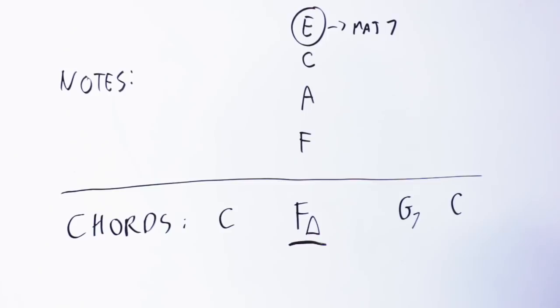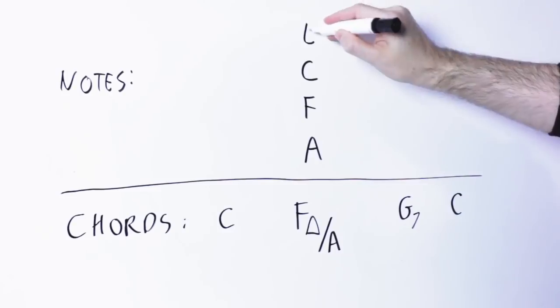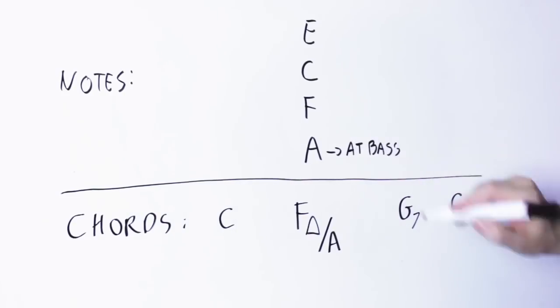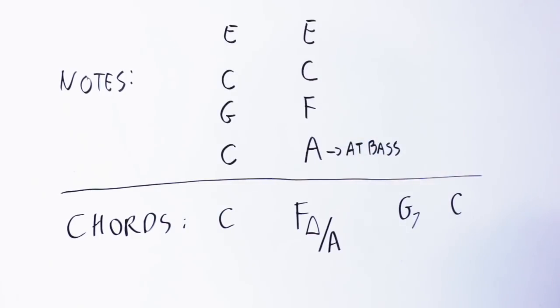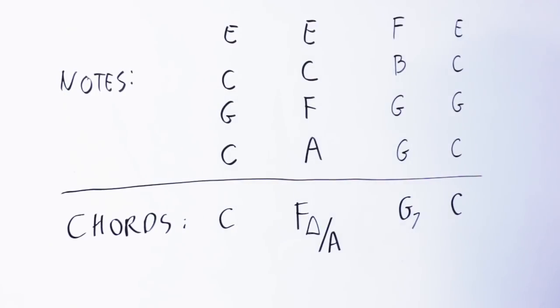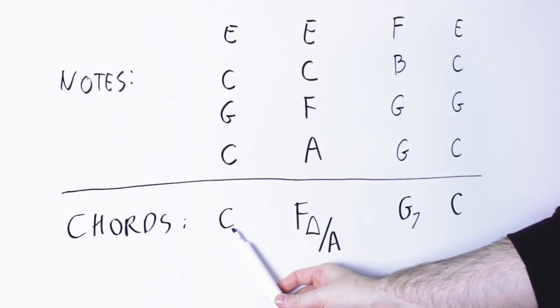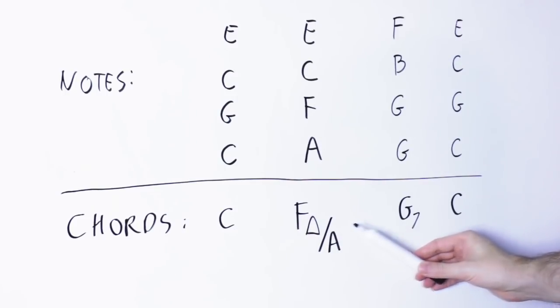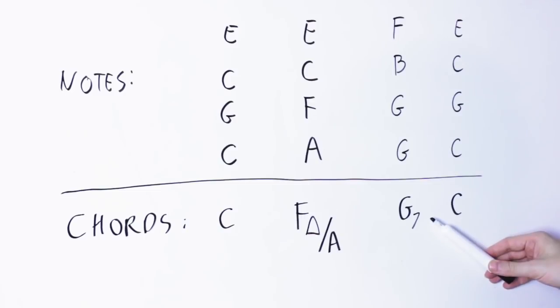This already sounds better than using just the triads, but we can also use one of the other tricks we've seen in the past video, which is to use this F chord in first inversion. That is, we take the third of the chord, the A note, and we put it at the base as the lowest note of this chord. So now we have C, F major 7th with a bass of A, G7, C. Notice the movement of the bass.